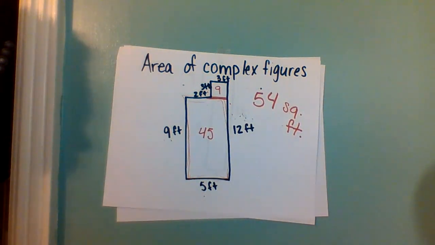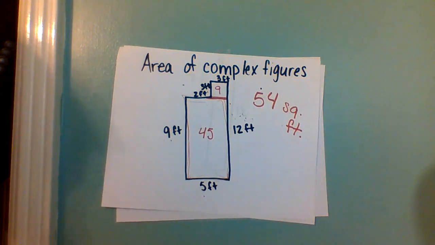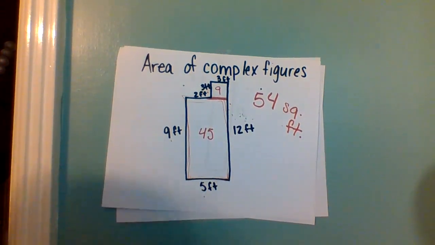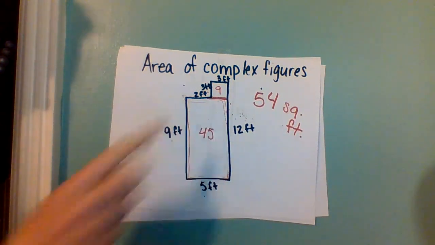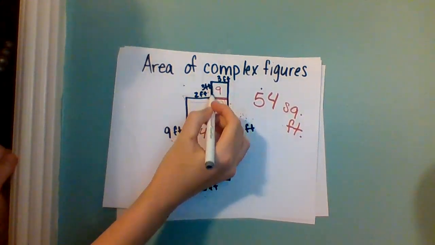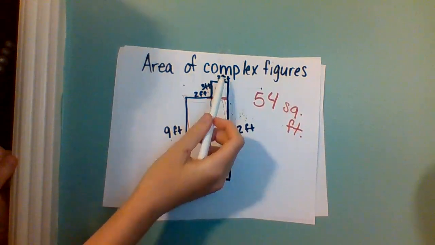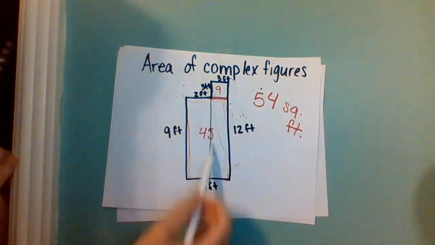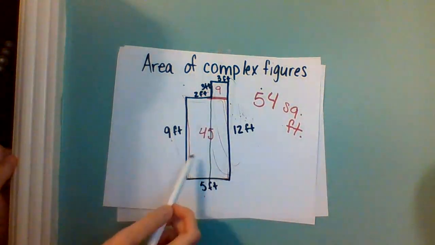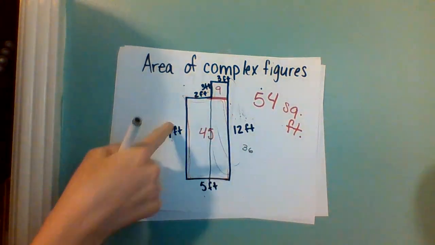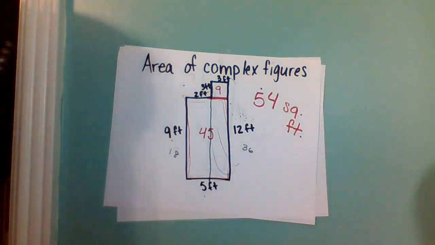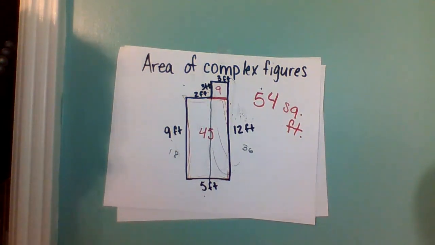I want to show you. I could have also separated this into, if I ignored this line right here, if I hadn't put that there, I could have also done the area of this rectangle here, along with this rectangle. I would have gotten 36 plus 18, and I would have gotten the same thing. I would have gotten 54 if I added 36 and 18.